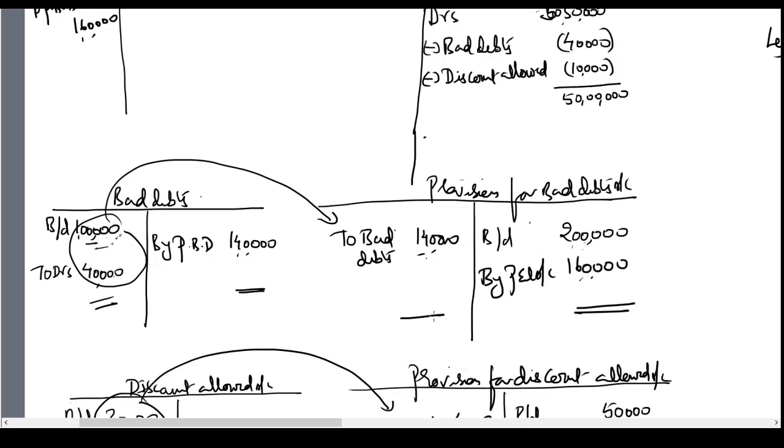Now what is the balance left? Carried down 3,60,000. Sorry, it's not 1,60,000, it's 1,90,000. I'm sorry. 1,90,000. 3,90,000 minus 1,40,000 is 2,50,000. Carried down, brought down 1,90,000 rupees.